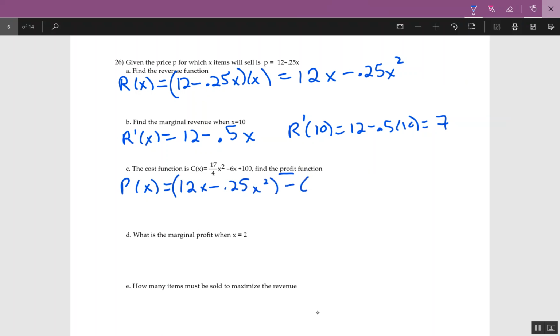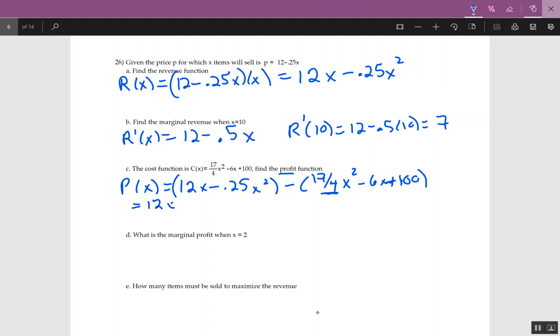And then I want to subtract the cost, 17 over 4x squared minus 6x plus 100. I don't want to leave this because, again, we're going to use this later. So I'm going to do a couple of things right away. I'm going to change this 17 over 4 into a decimal so I can combine it with the 0.25x squared. I'm also going to distribute this negative sign to all the terms in the second part so that I can see what can be put together.